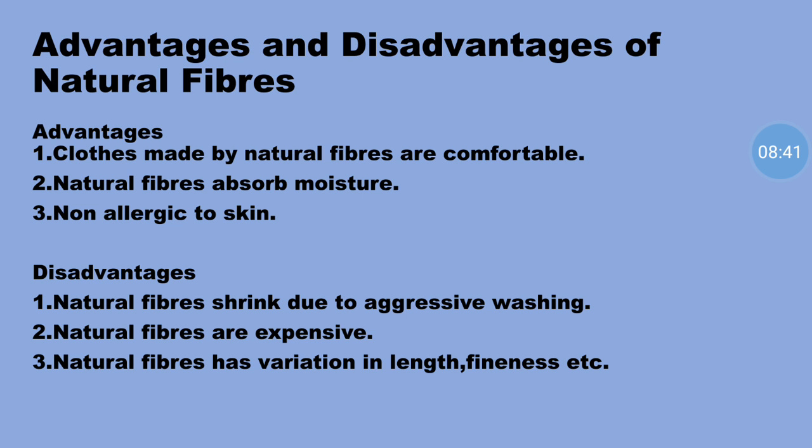Now we shall look at the advantages and disadvantages of the natural fibers. The first one, we have got the advantages. In the advantages, the cloths made by natural fibers are comfortable. The second one is natural fibers absorb moisture. The third one is non-allergic to skin. Whereas disadvantages are natural fibers shrink due to aggressive washing, natural fibers are expensive, natural fibers have variation in length, fineness, etc.